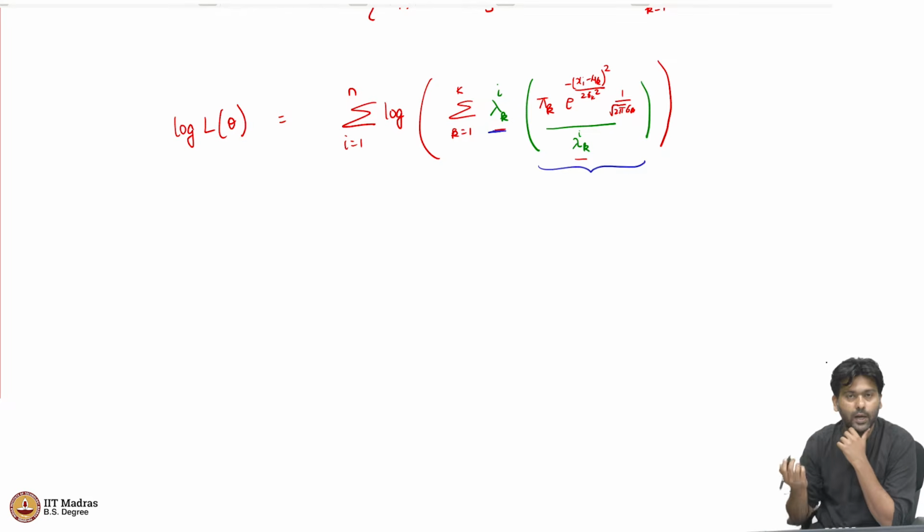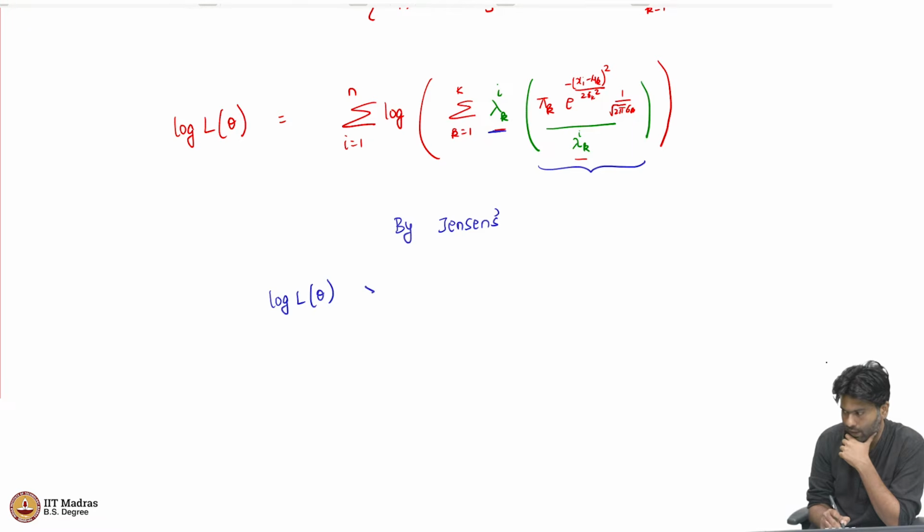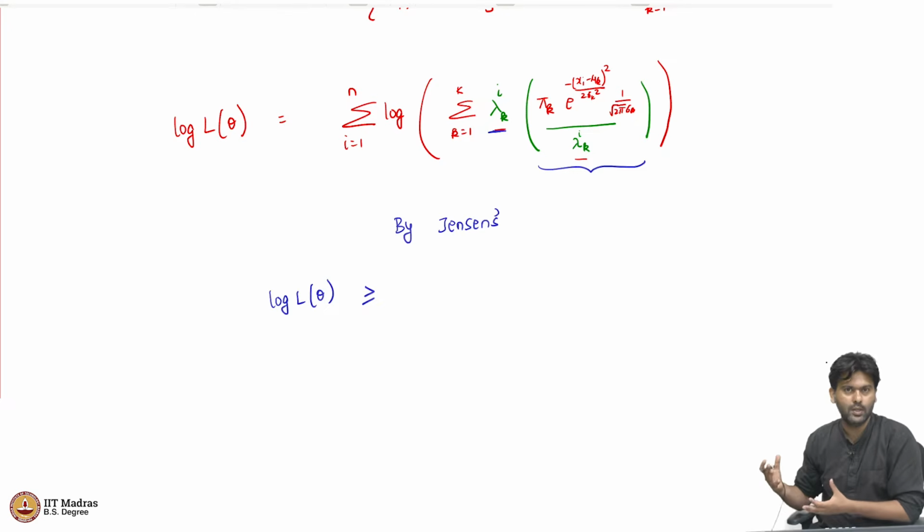Which means I can use the power of Jensen's. So, now by Jensen's, I can write this log L of theta, which is exactly this quantity, as greater than a different function. It is not the same function, because the function changes, and that is why you have an inequality.